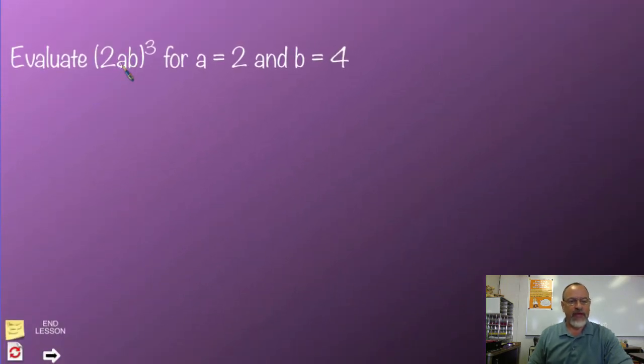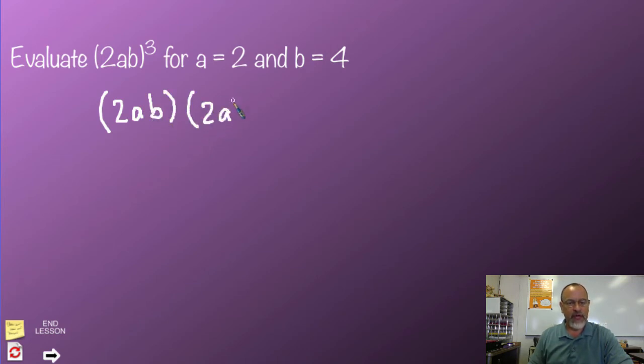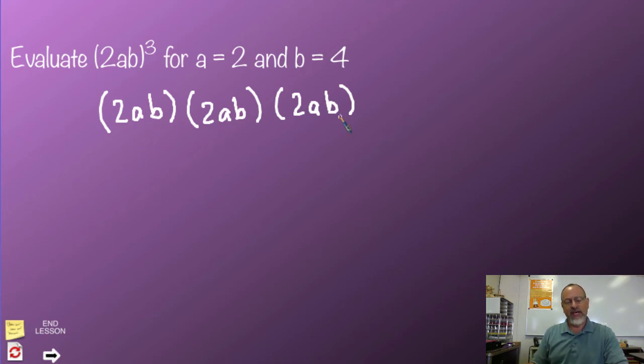Now, the exponent is next to the parentheses, okay? So that means this expression is actually 2ab, that's one parentheses, 2ab, that's a second parentheses, 2ab, that's a third parentheses. So this is actually the expanded version of this. Now I still have some variables, so I'm going to go through and rewrite parentheses for each of these variables.